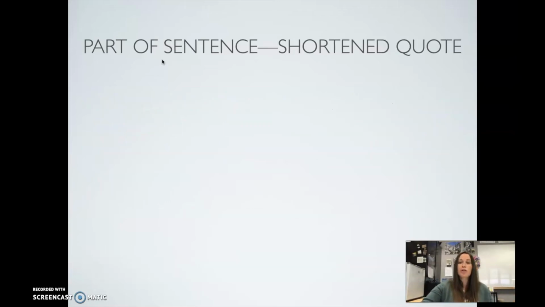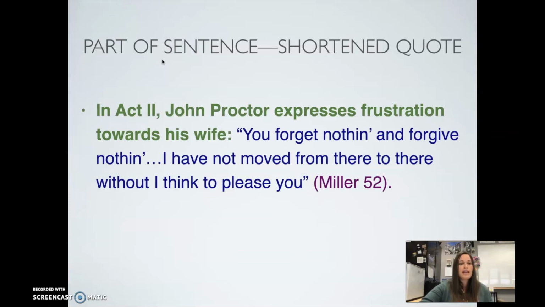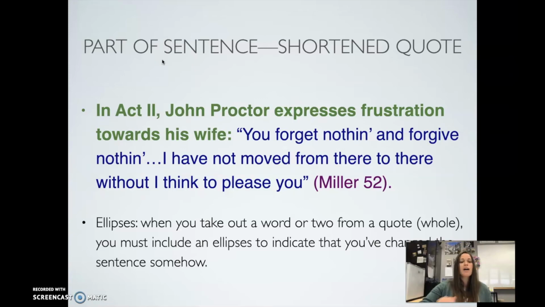You can shorten a quote. Notice it says, in Act 2, John Proctor expresses frustration towards his wife: "You forget nothing and forgive nothing. I have not moved from there to there without, I think, to please you." Notice that there are 3 dots between part of the quote. That's called an ellipsis. That's when you take out a word or two from a quote, or the whole thing. If you decide to cut it down, perfectly fine. In fact, I recommend it most of the time.